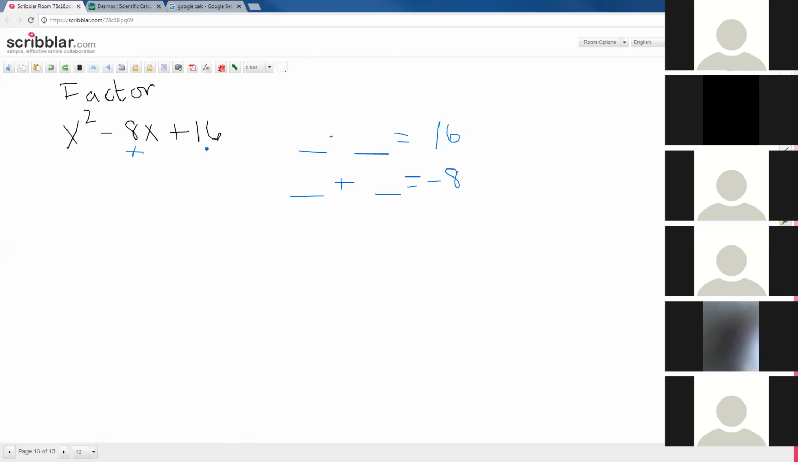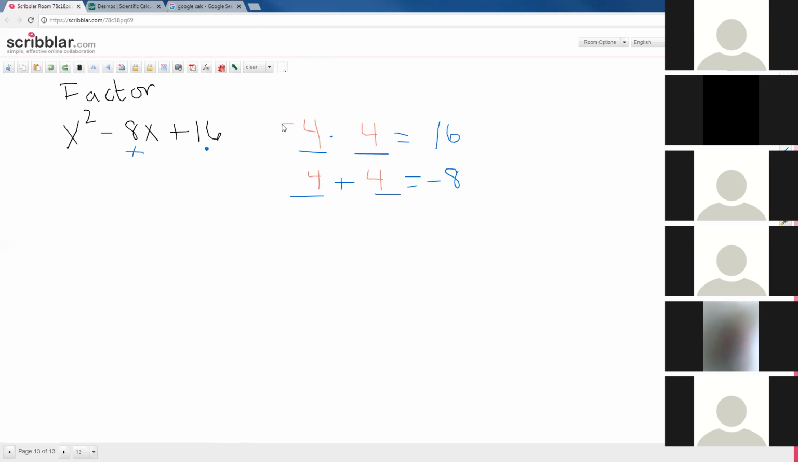Okay, 4 and 4. So we got an answer of 4 and 4. So this answer is almost correct. The only small issue is that 4 plus 4 would equal a positive 8, and we want it to equal a negative 8. Well, that's an easy fix.